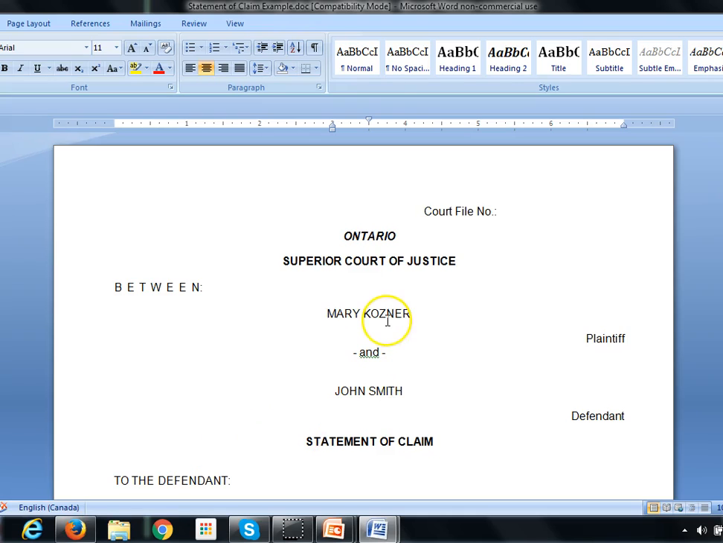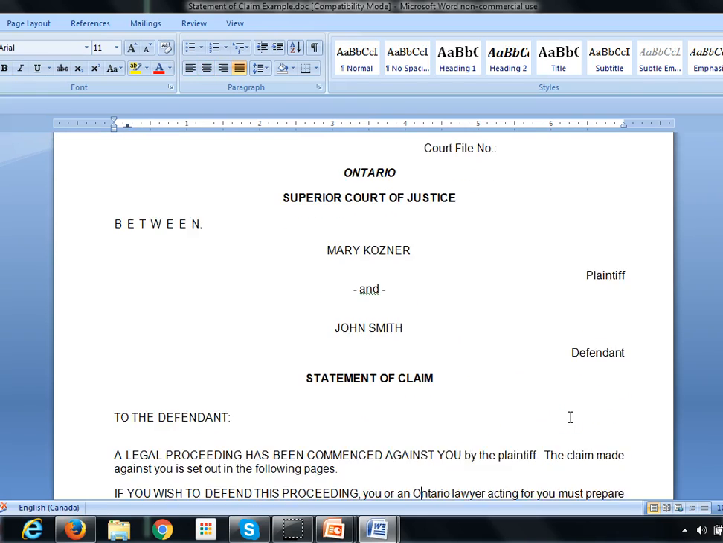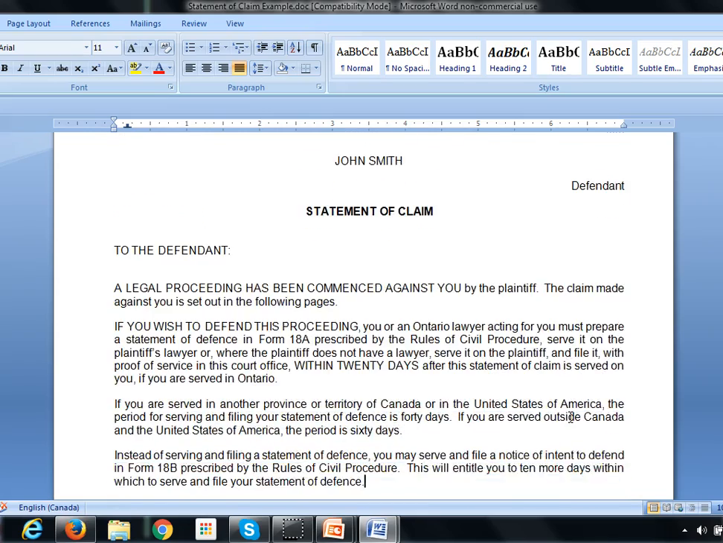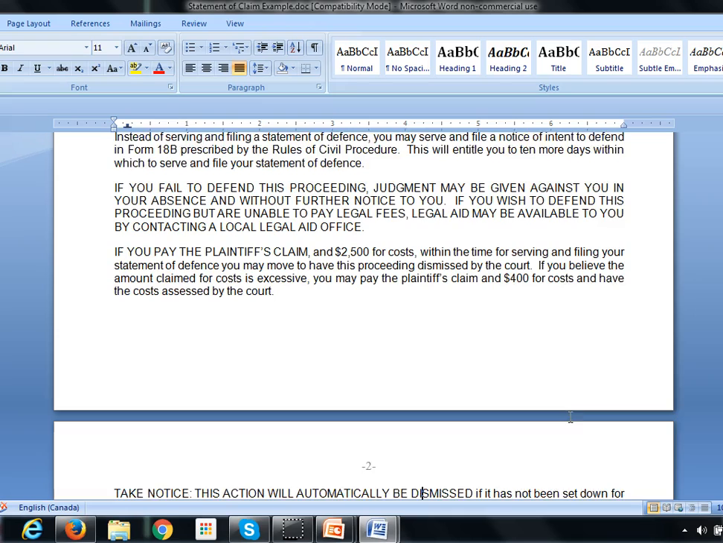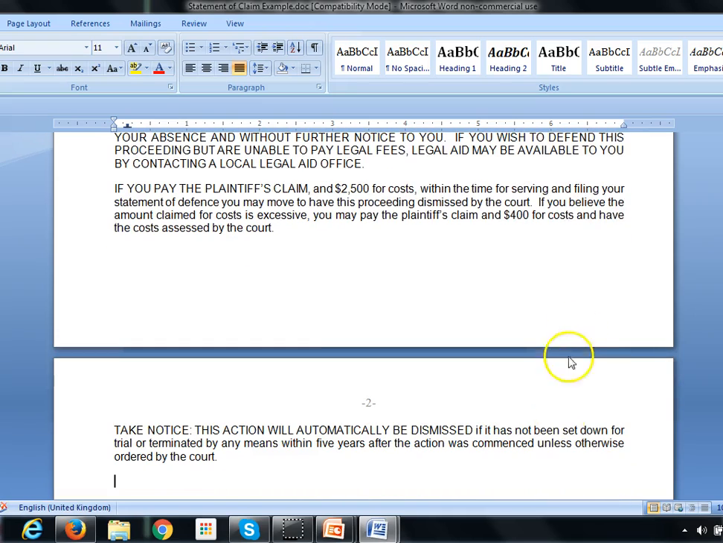So as I said, this is a Form 14A that I showed you, and we typed in here Mary Cosner, we wrote here she's the plaintiff, and then the case is against John Smith and he's the defendant, and then the rest of the verbiage is still the same as in the court form. And if you notice here, I've put in $2,500 for costs.